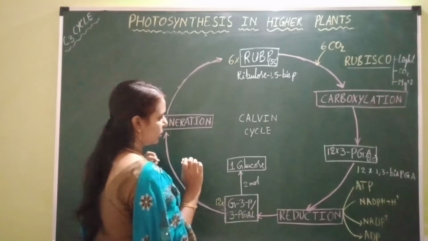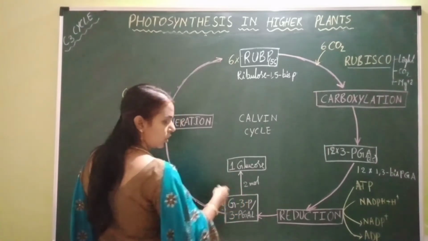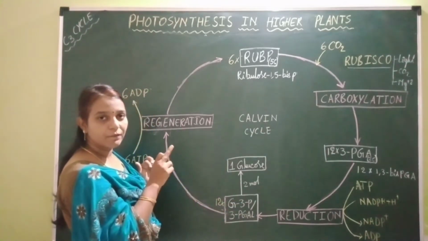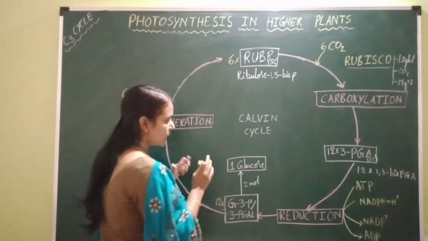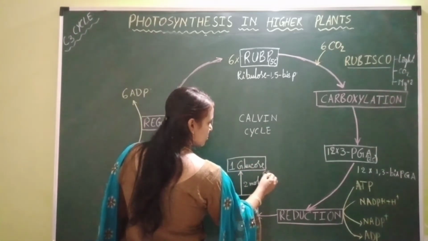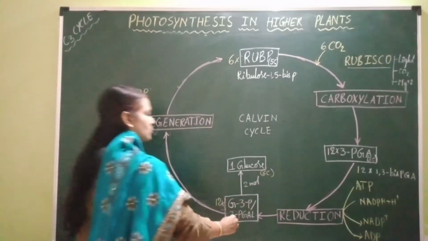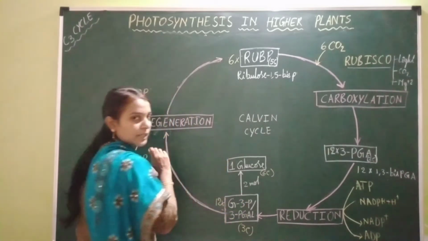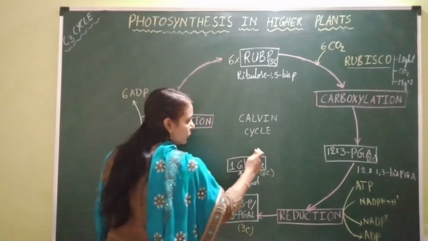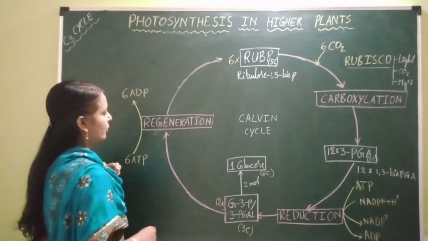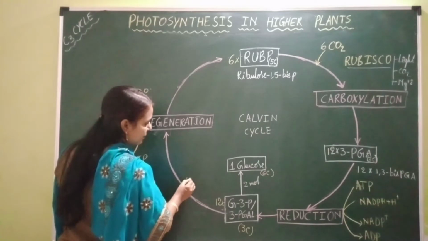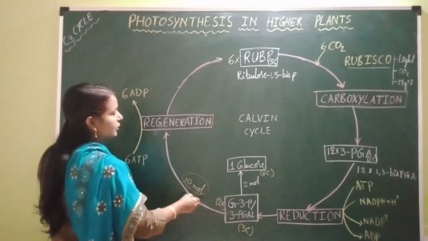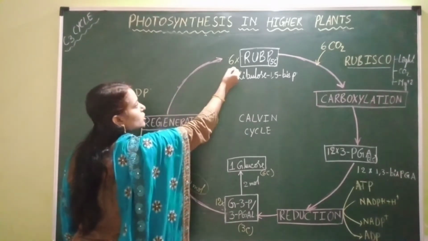Okay, now among these 12 molecules, 2 molecules of G3P or trioses or 3-PGAL are transported into the cytoplasm of the cell, where these 2 molecules together form one molecule of glucose, that is hexose, a 6 carbon compound. So G3P is a 3 carbon compound. So 2 molecules of this G3P are transported into the cytoplasm of the cell where 1 molecule of glucose is synthesized. That is a 6 carbon compound. Okay, now how many molecules are remaining? 10 molecules are remaining. Now these 10 molecules of G3P or 3-PGAL undergo regeneration to form 6 molecules of RuBP.